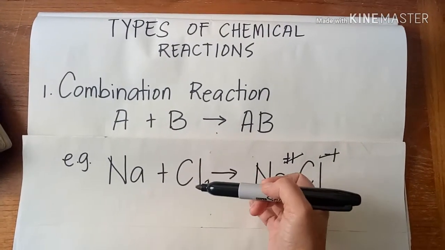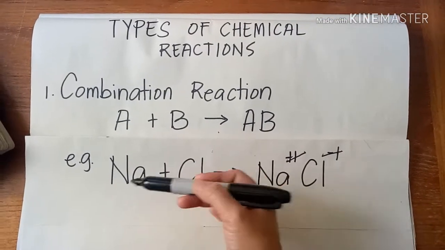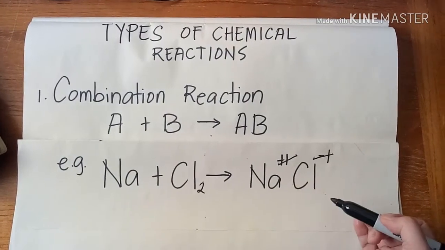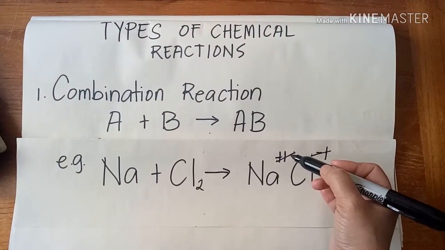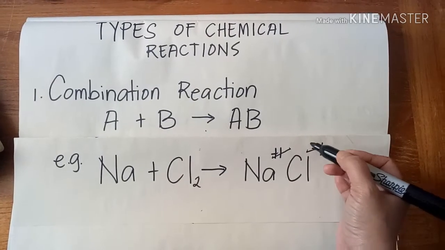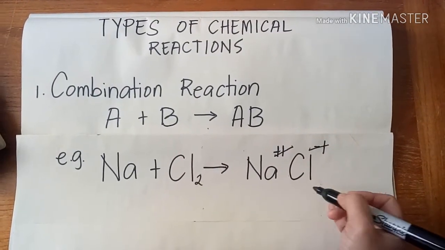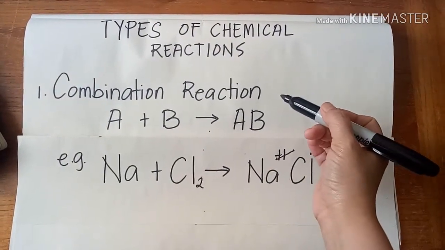Let's have an example. We have Na and Cl. Na is sodium and Cl is chlorine. We're going to combine these two reactants, and we will end up with NaCl. But before you predict the product, you have to check the oxidation number. For sodium, we have +1, and for chlorine, we have -1. So basically, we can cancel out, and then you will have NaCl as the product of sodium and chlorine. And this is an example of a combination reaction.